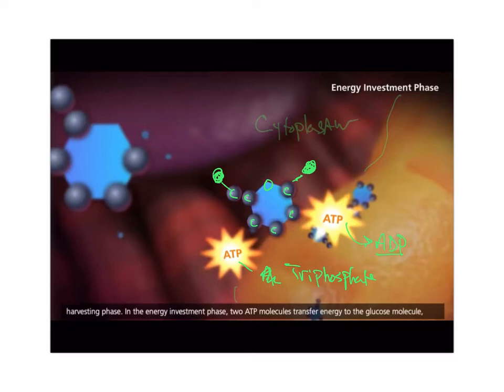ADP has lower energy than ATP, so we're actually giving energy to this glucose molecule, which is the molecule we want to get energy from. But we have to give a little energy in order to start this to work. It's kind of like lighting a candle or something like that.